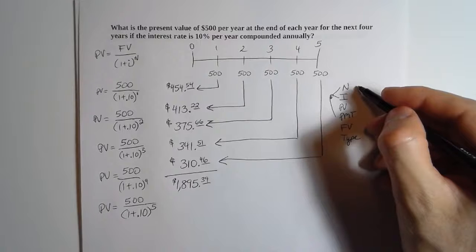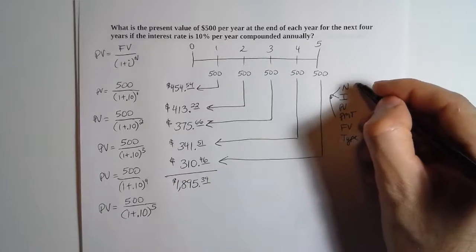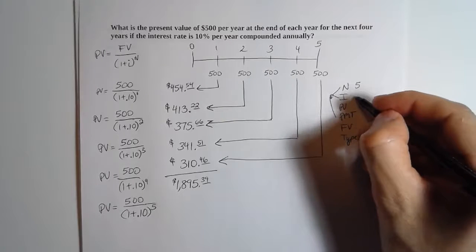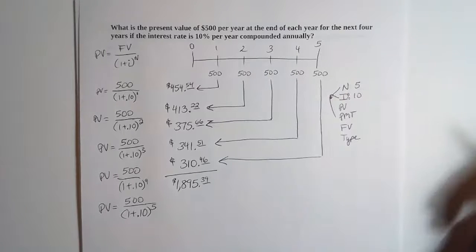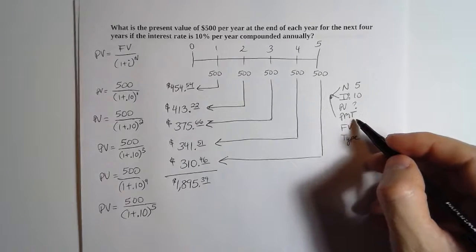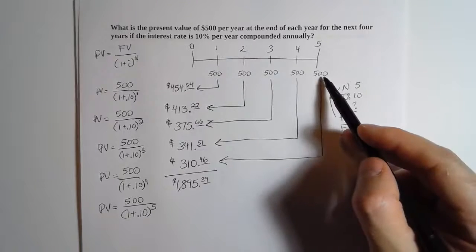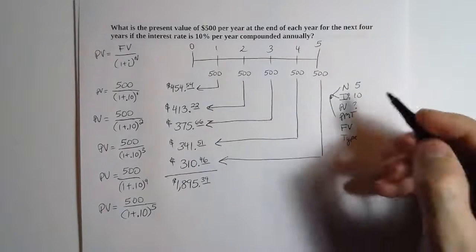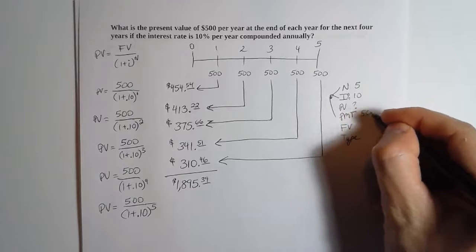So N needs to be the number of years, which will be 5. I will therefore need to be the interest rate per year, which is 10, because it's looking for it in percentage format. Present value is what we were trying to find. Payment is for an annuity, which we have. It's an annuity of $500 because it's the same amount every period for the specified number of periods. So we'll put in $500.